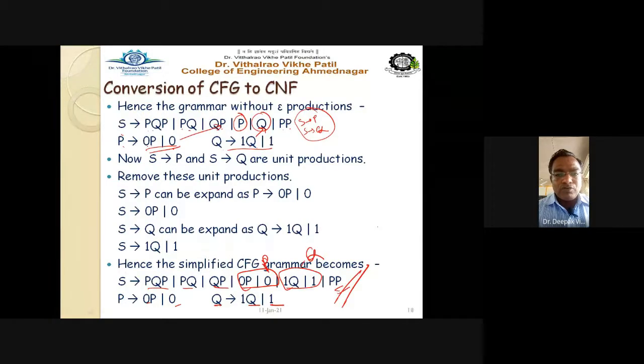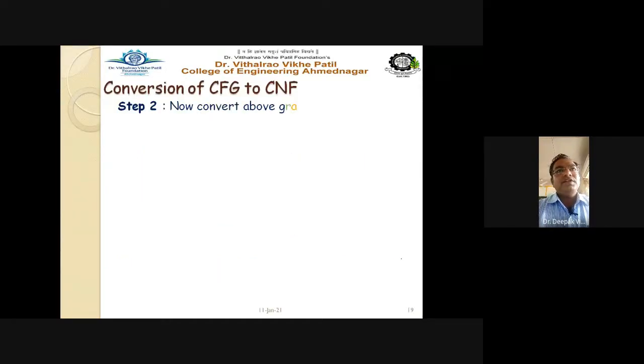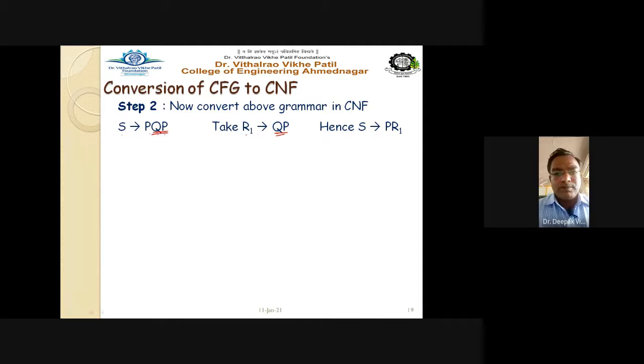Now from here onwards, take this grammar for normalization, or this grammar can be converted into the normal form, Chomsky normal form. So now convert the above grammar into CNF. Take the first production rule, that is S tends to PQP. Take R1 for QP, assigning a new non-terminal for these two, QP is R1. So S becomes PR1.